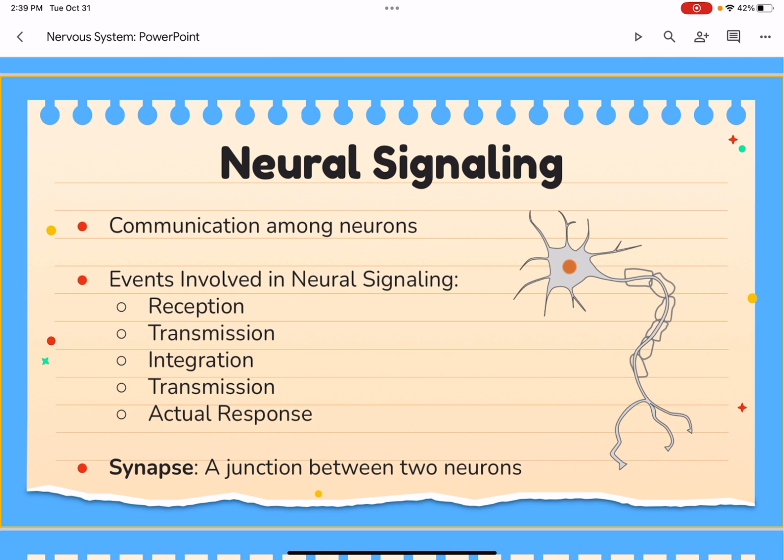Integration is when the information provided by the receptors is sorted and interpreted, and then an appropriate response is determined. Then the signal is transmitted again. So interneurons transmit information to efferent or motor neurons. Efferent neurons then transmit the message to the effectors, the muscles or the glands. Finally, you have the actual response. Muscles and glands are referred to as effectors because they cause an effect in response to the messages from the nervous system. A synapse is a junction between 2 neurons.